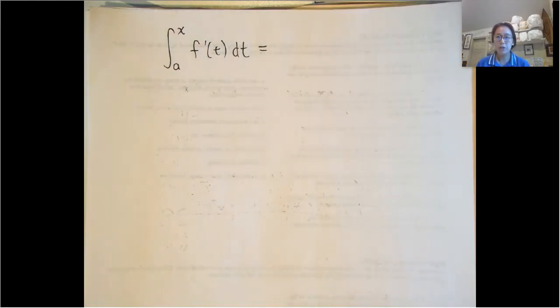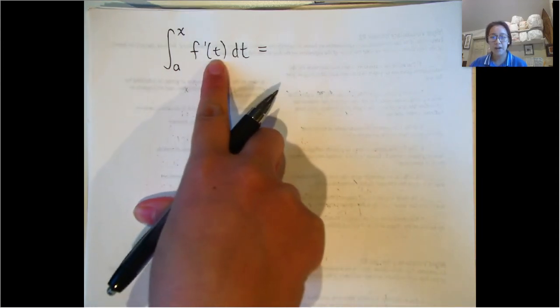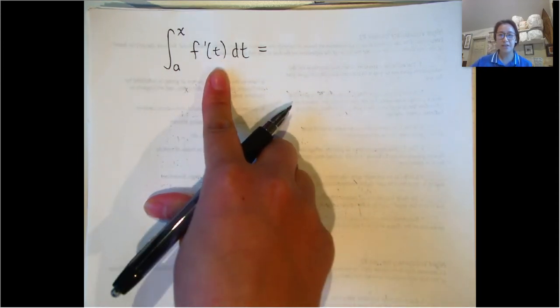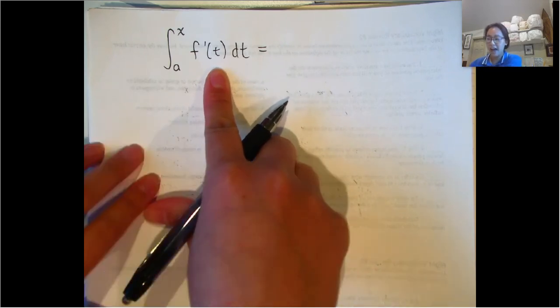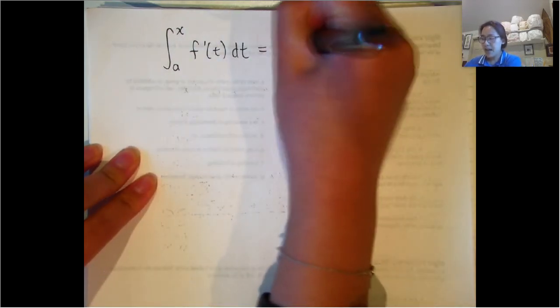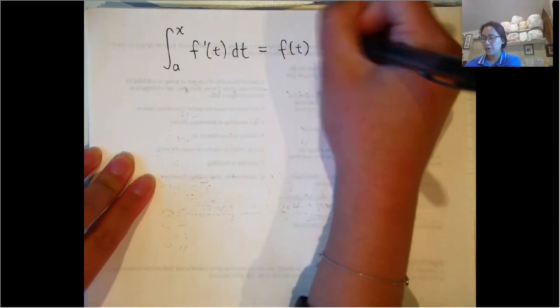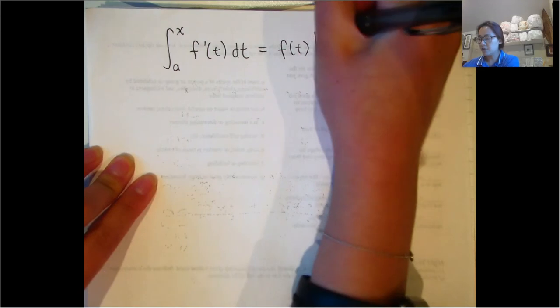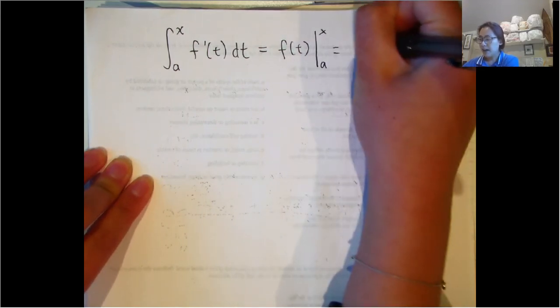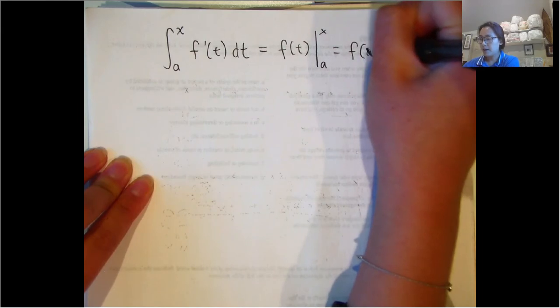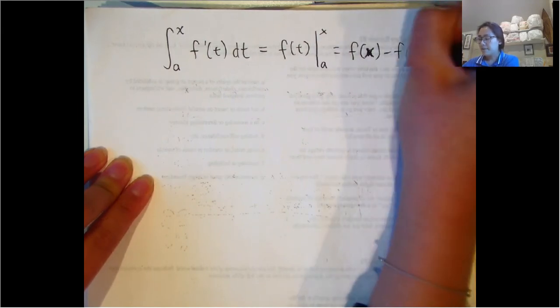So if you remember from Fundamental Theorem of Calculus 2, if you have the integral from, let's just say, a to x of f prime of t dt, what you would do is find an antiderivative of f prime of t. An antiderivative of f prime of t is going to be f of t because f prime is the derivative of f. So f of t is going to be an antiderivative of f prime of t. And then what you're going to do is evaluate this from a to x. And so what you get is f of x minus f of a.